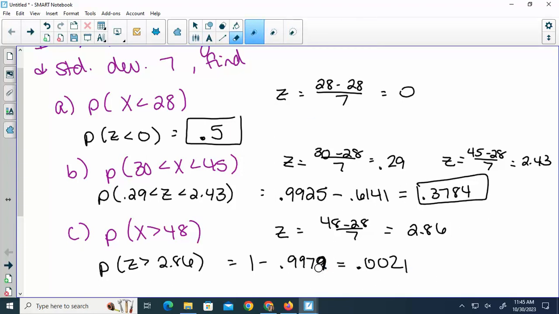So on these, you first always have to change your x into a z. Then you read your probability from the table. It gives you less than. So if it's less than, it's just your probability. Greater than, you do 1 minus. Between 2 values, we subtract. Are those okay?